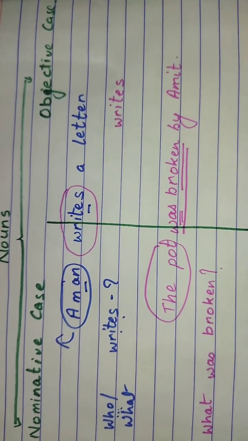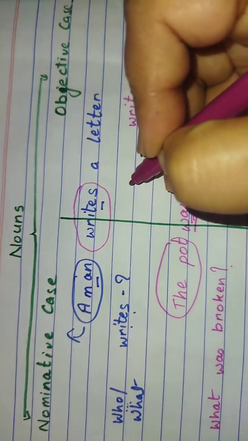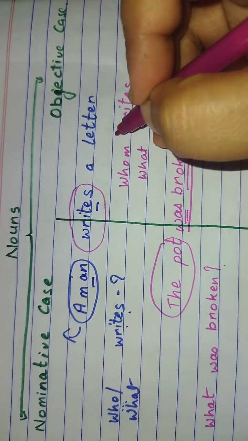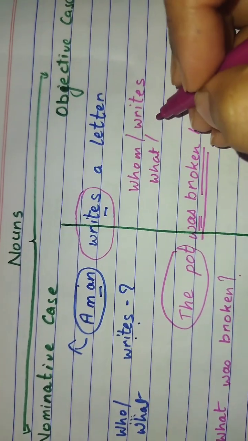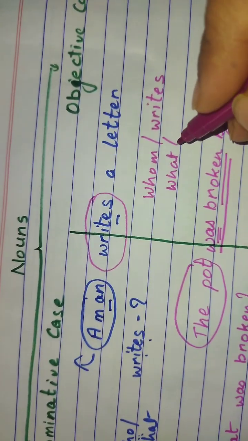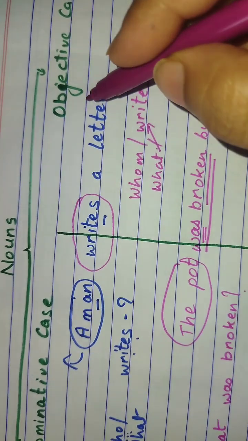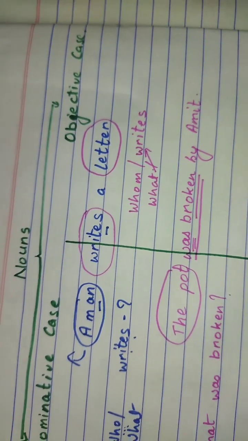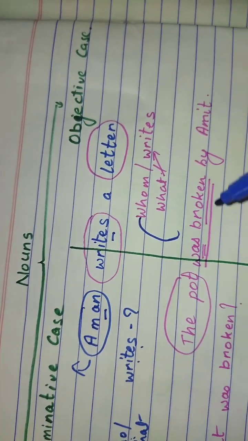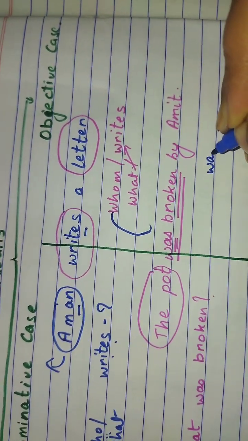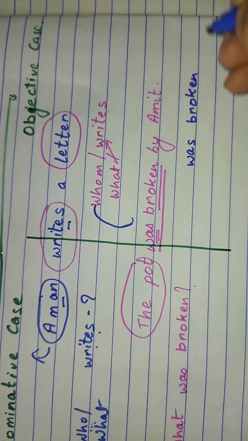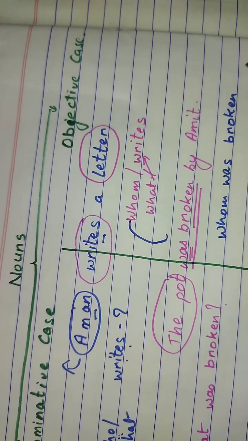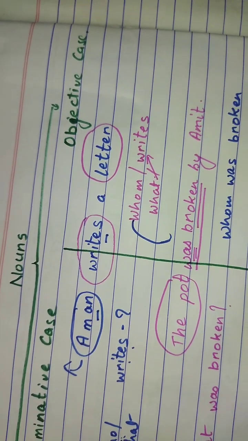Now again you have to ask two questions: whom and what. So here which word will go? Writes a letter. What is written? Letter. So this noun, letter, is in the objective case. Now there's the word whom. The pot was broken. What is the verb here? Was broken. Let's ask a question: whom? The pot was broken by whom?